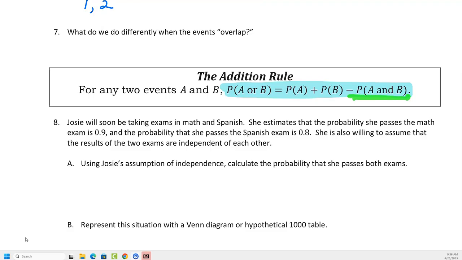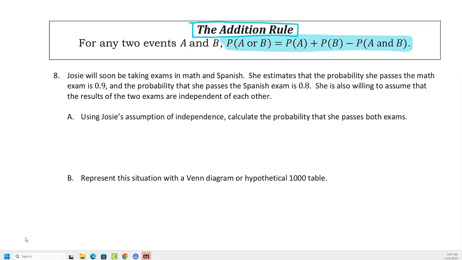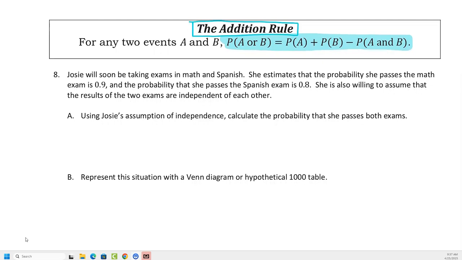Isn't A and B where the two circles in the Venn diagram overlap? So notice we're not doing it again to subtract it both times. We need it one time, but we don't need it the second time. Okay, are we all good with the addition rule? So you need to work on memorizing that.